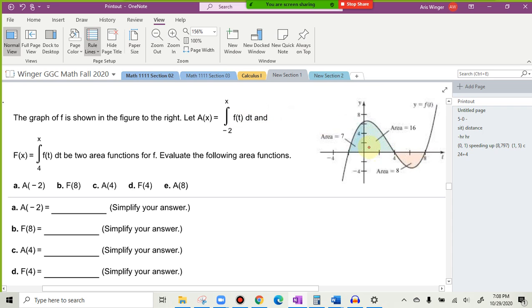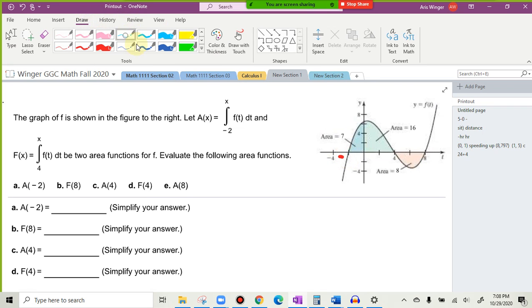A starts at, this goes by 2, so A starts here. Oh, we need a much thinner bar. So A starts here at -2 and starts measuring area. And then F starts at 4 and starts measuring area. Okay, great. And they tell us the areas in these places.